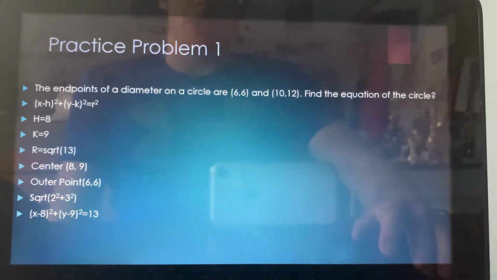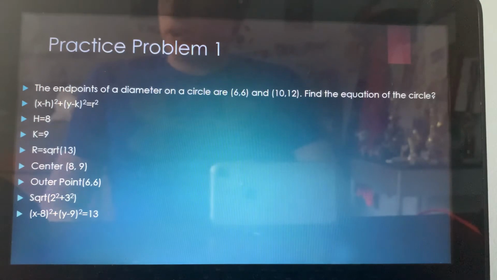So a practice problem with that. The endpoints of a diameter on a circle are 6, 6, and 10, 12. Find the equation of the circle. So we already know that the radius is a line from a point in the center that's equidistant from all points on the outside. So the center is going to be the midpoint of those 2 points.